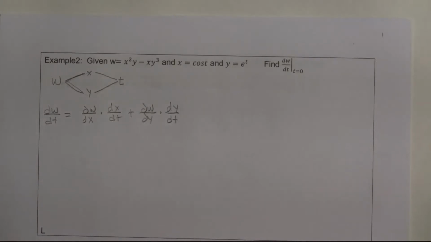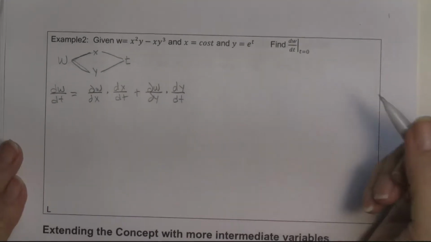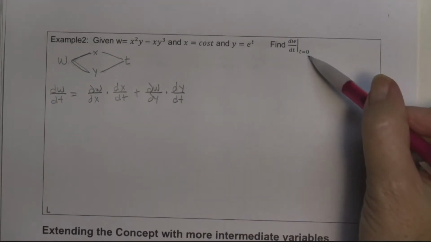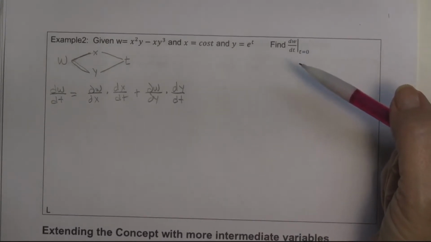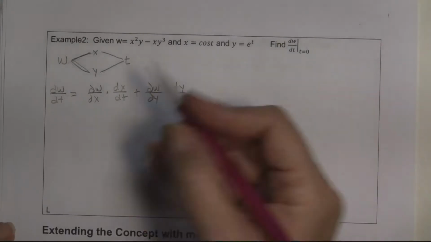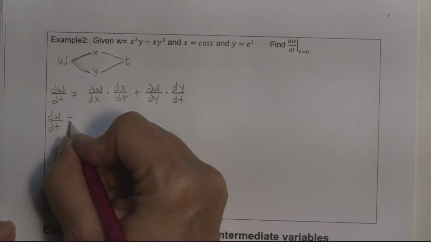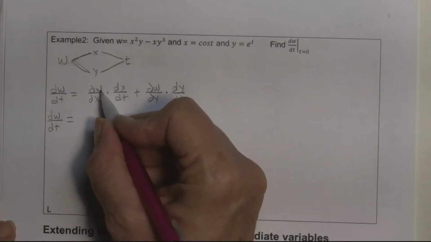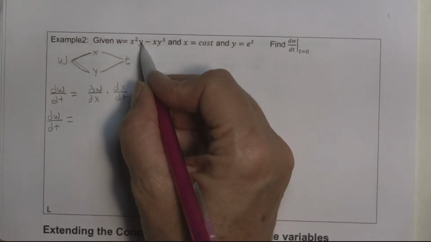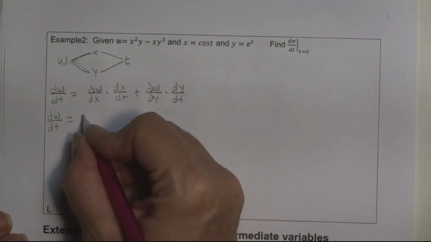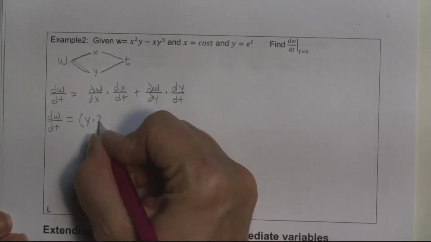Okay, so we're going to find these pieces and put them in, and then we're going to evaluate at t is 0. You're going to see how to do that. It's going to be not so bad at all. And so when we take this partial, y is a constant. So this y is just going to hold still. And then we take the derivative of x squared, which is 2x.